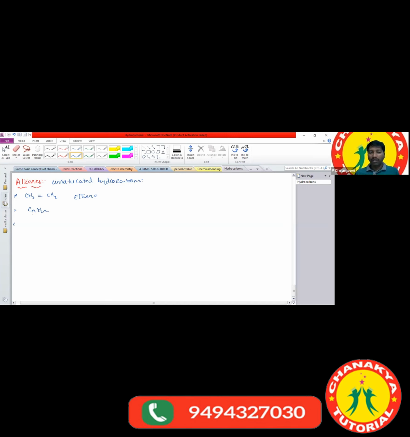Now, we already saw isomerism, so I'm not going to discuss it again. In isomerism, alkenes exhibit geometrical isomerism. Under geometrical isomerism, we studied cis and trans isomerism.